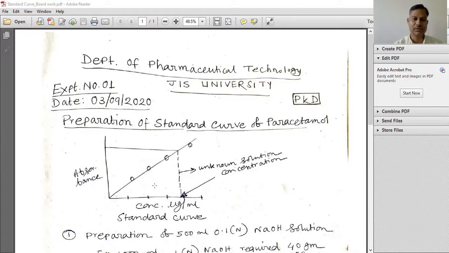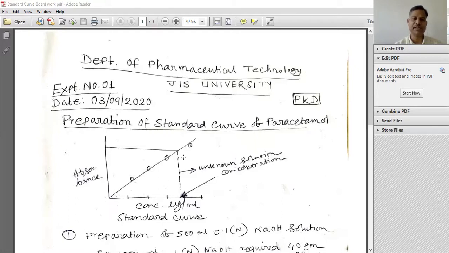When concentration is not known, that is on the x-axis, but y can be known. If you take the reading of the unknown solution, the absorbance can be known. So the y value is known, the x value is unknown, the c value is 0. The m value is also known, because from the standard curve of the known solution, we can get the m value, the slope value. So everything is known, only the x value is unknown.